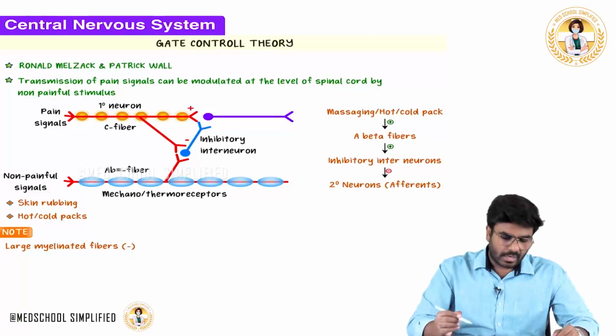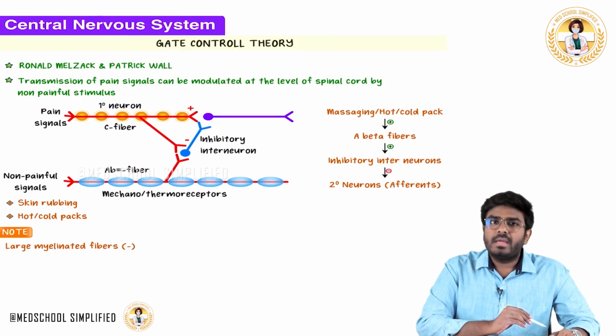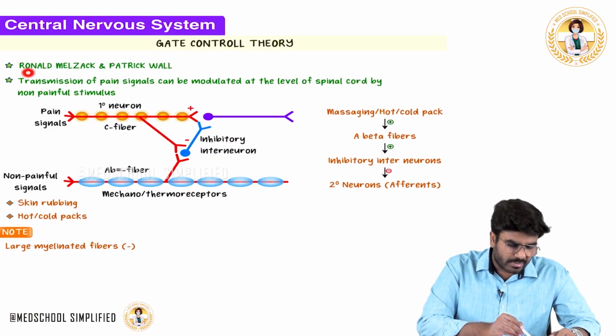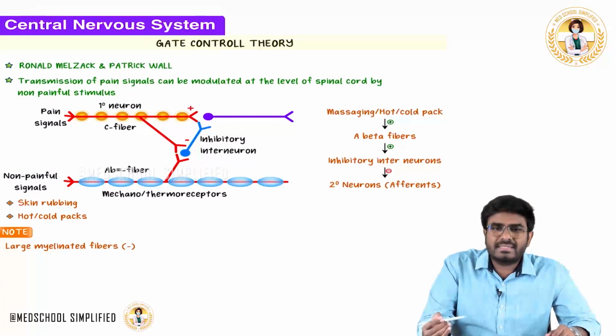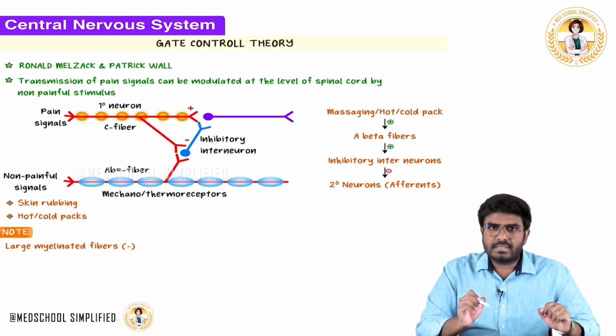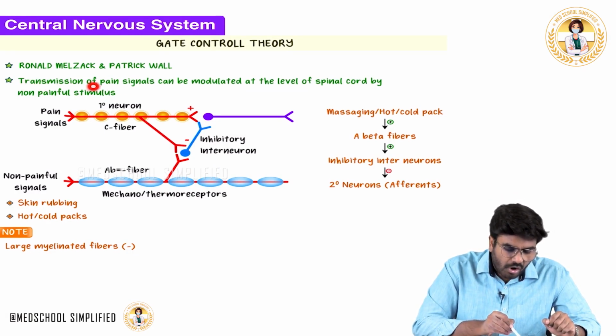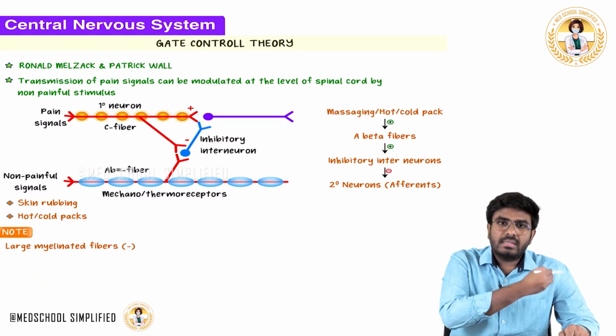Welcome back, guys. Now let's discuss gate control theory. This gate control theory was proposed by Ronald Melzack and Patrick Wall. Sir, what exactly is this gate control theory? Gate control theory tells us about the transmission of pain signals, the pain that is getting signaled, right?